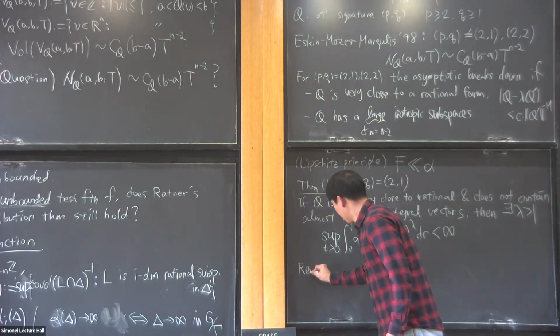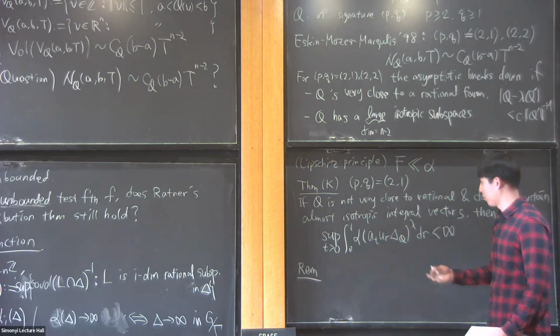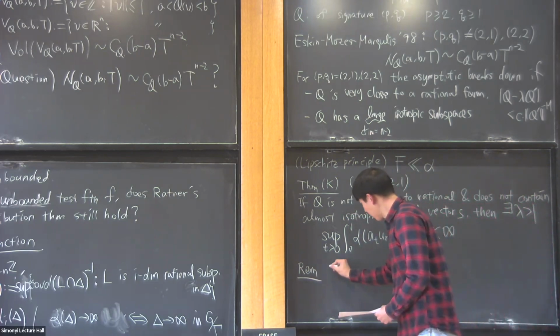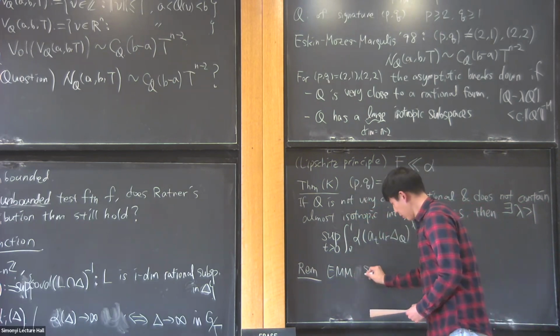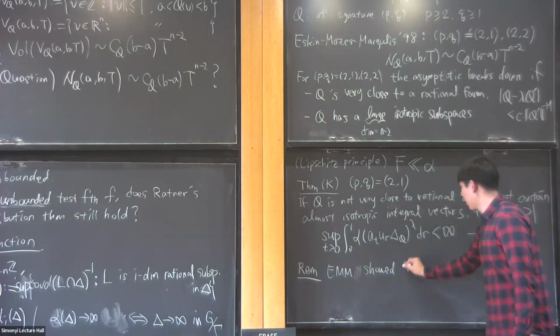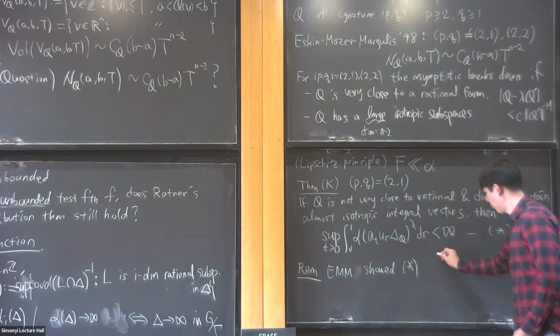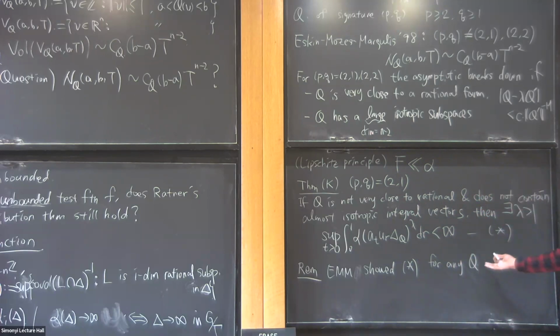I just make a remark that for this type of uniform boundedness result, Eskin, Mozes, and Margulis showed this type of result for any irrational Q, or even for rational Q, and exponent lambda less than 1.